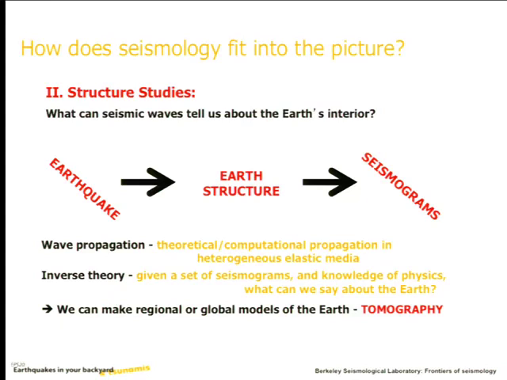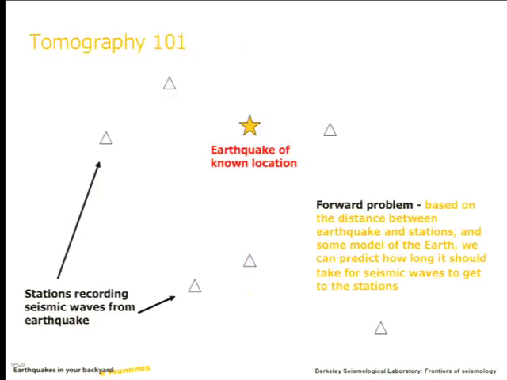And this is what we call seismic tomography. So seismic tomography is kind of just like a CAT scan, but rather than using EM waves, we use seismic waves. So this is the basics of seismic tomography. You have an earthquake, you know where it is, and you know when it happened. And all of these triangles are little stations, right?